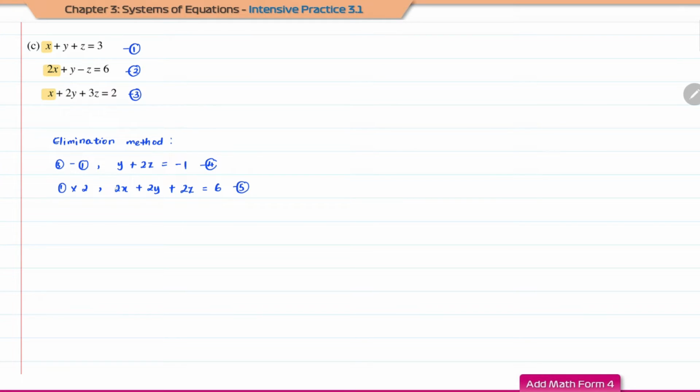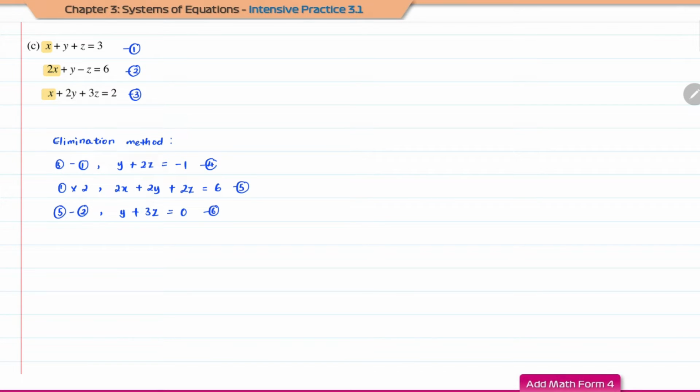So now let us focus on equation number 5 and equation number 2. So in order to get rid of the variable x, I'm going to use equation number 5, and then I'm going to minus it with equation number 2. So 2x minus 2x is 0. This positive 2y minus the y, you're going to get y, and 2z minus negative z, that will give you the answer of 3z. And then 6 minus 6 is equal to 0. And this will be our equation number 6.